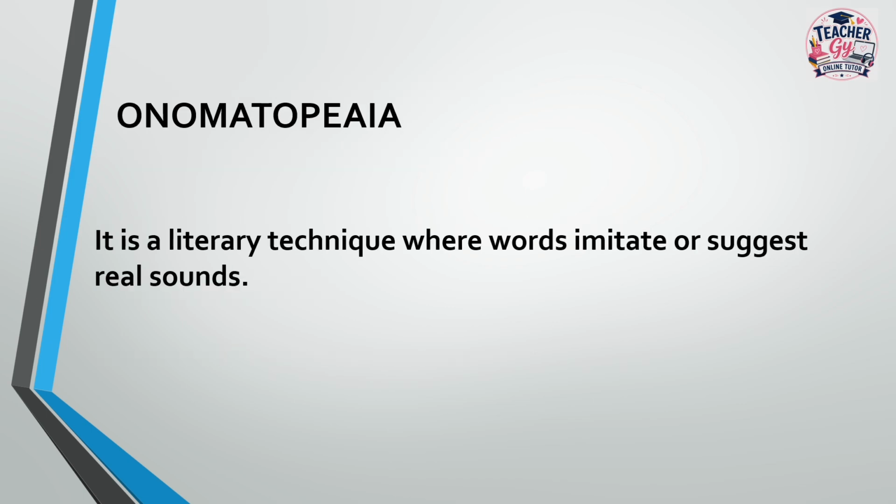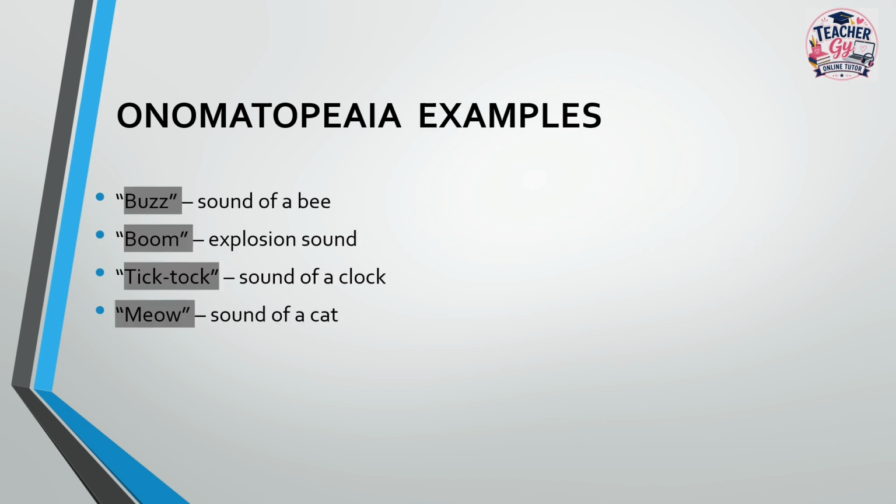Onomatopoeia is a literary technique where words imitate or suggest real sounds. It helps readers imagine sounds clearly and makes writing more lively and realistic. For example, the word buzz imitates the sound of a bee, while boom represents the sound of an explosion. Another example is tick-tock, which imitates the sound of a clock.